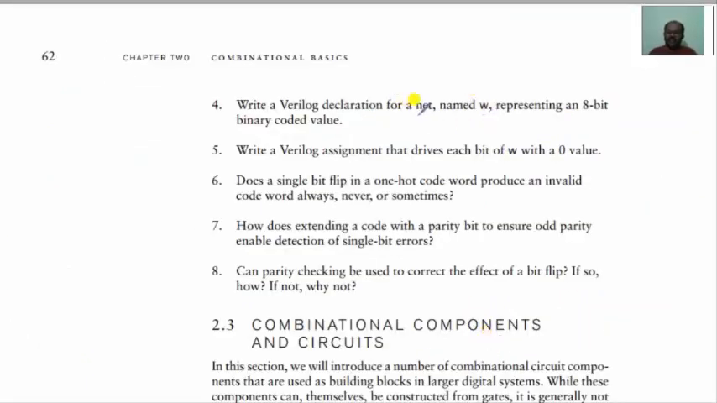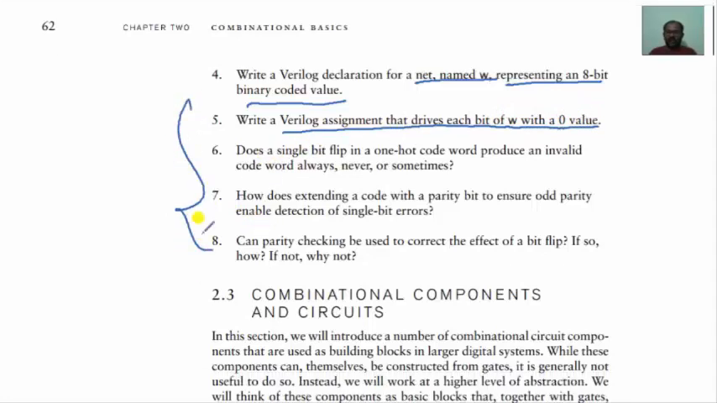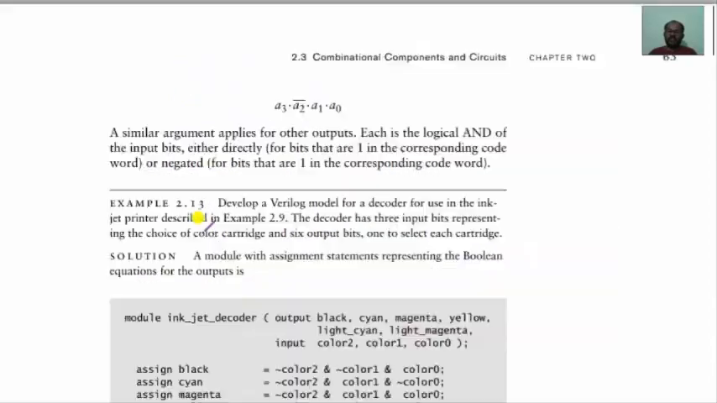Write a Verilog declaration for a net named W representing an 8-bit binary code. Write a Verilog assignment that drives each bit of W with a 0 level. All these things are very, very important. Please go through it.